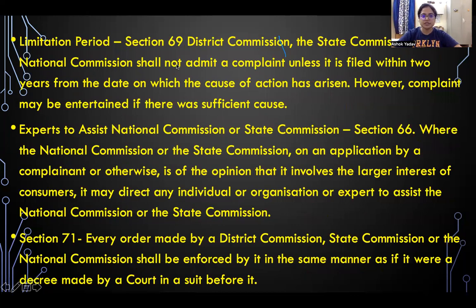Limitation period. Section 69 talks about the limitation period. It is saying District Commission, State Commission, or the National Commission shall not entertain or admit a complaint unless it is filed within 2 years from the date on which the cause of action arises. However, a complaint may be entertained if there was a sufficient cause. So in any of the commissions, state, district, or national, if you want to file a case, you'll have to file it within 2 years from the date on which the cause of action has arisen. And this period may be extended if you're able to prove that you had sufficient reason for not filing it within 2 years.